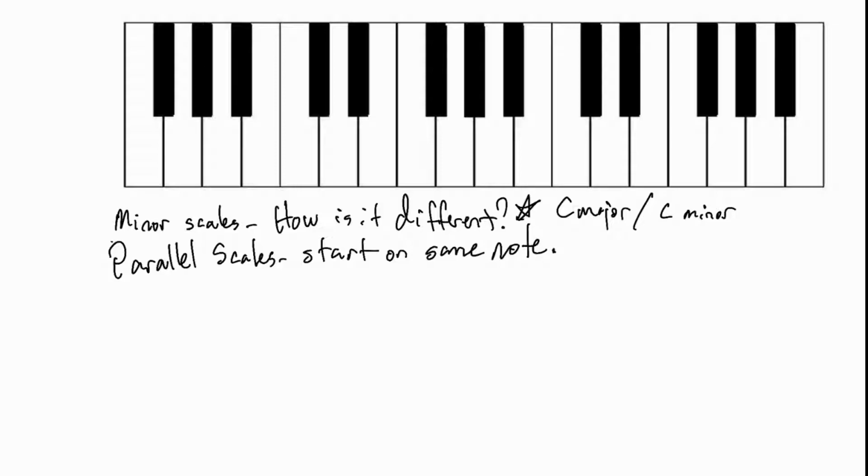Well, there's a couple different ways to look at it, and that's what we're going to do. We're going to look at it two ways. First of all, we're going to look at what notes are different. So the notes themselves. We're going to find that the C major scale has a lowered third scale degree. C minor, lowered third, lowered sixth, and lowered seventh. So that's one way to look at the difference between a major and minor scale.